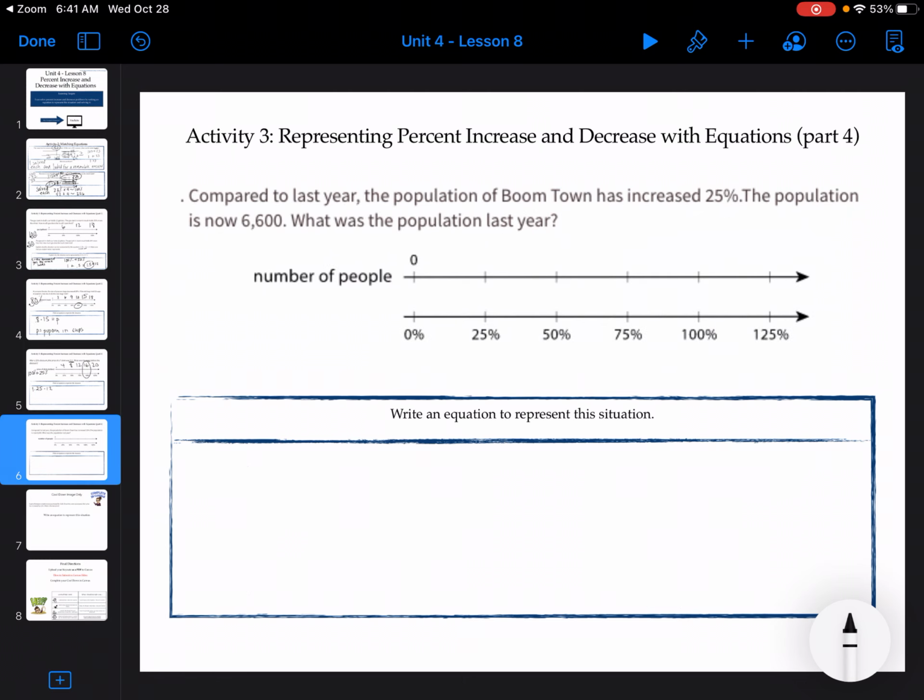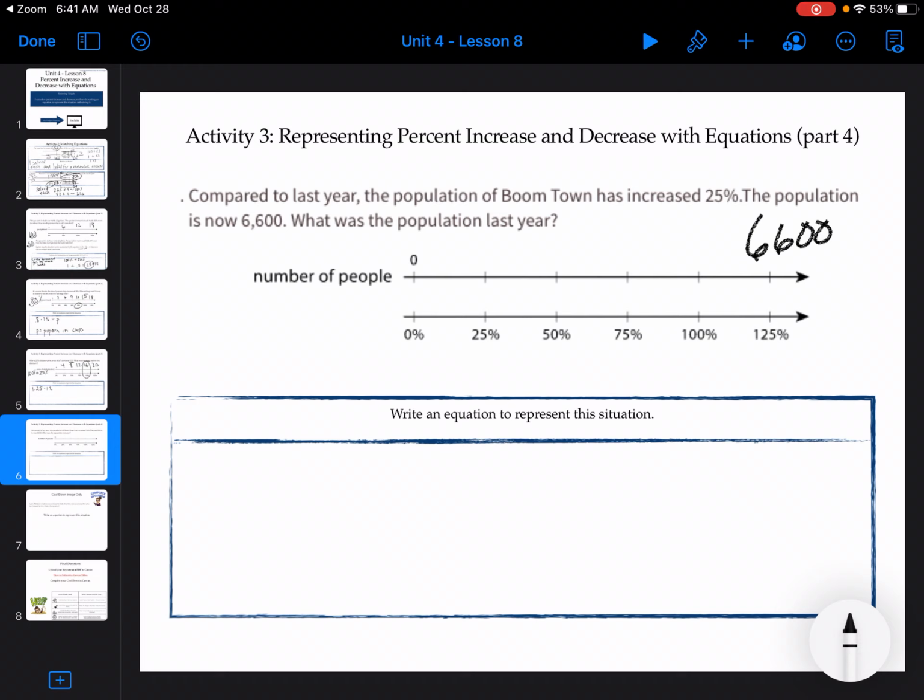All right, and let's try the last one. So compared to last year, the population had increased by 25%. The population is now 660. So that was 6,600. I said that wrong.